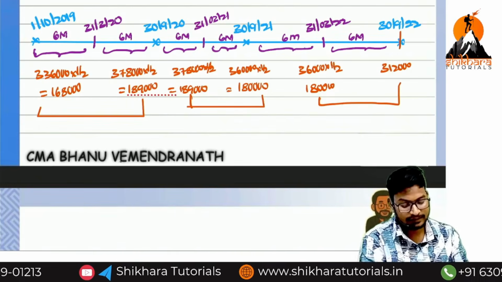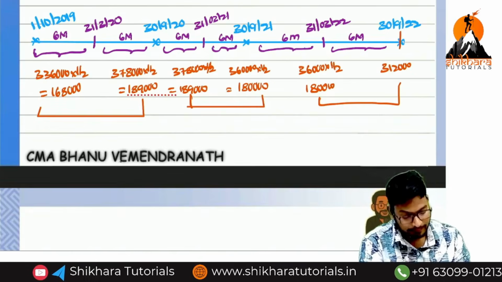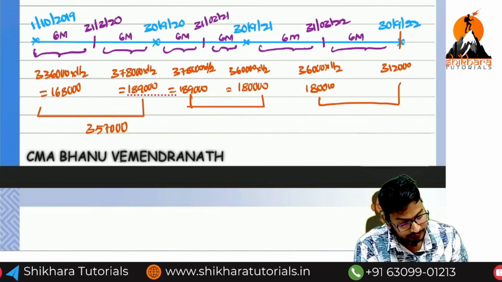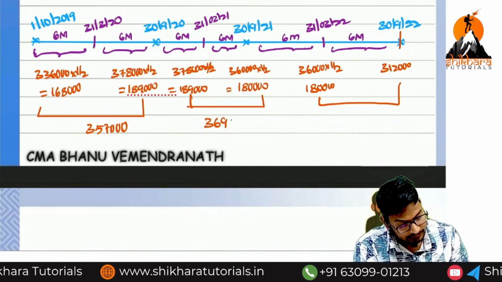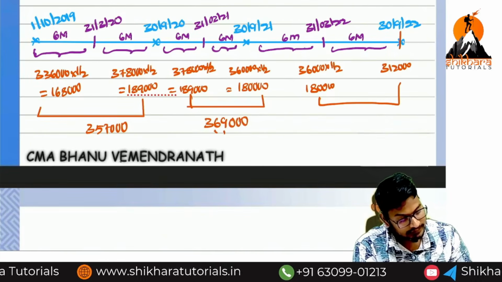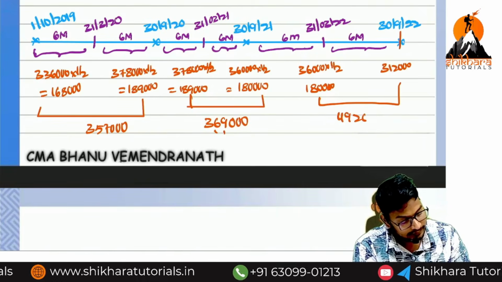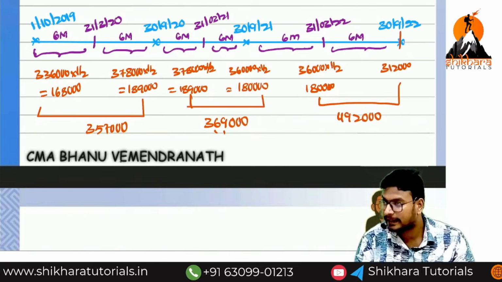So please say the revised profits. 1,68,000 plus 1,89,000 is 3,57,000. Next one, 3,69,000. That's all. Next one, 4 lakh. Are you getting the point or not? So this is how we need to calculate.